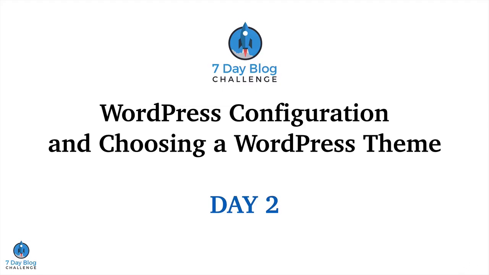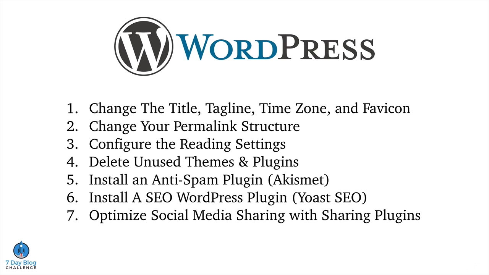7-day blog challenge. Day 2, we're going to be looking at WordPress configuration and choosing a WordPress theme for our blog. And this is going to consist of changing our title, tagline, time zone, favicon image, adding a permalink structure, configuring the reading settings of our website, deleting any unused themes or plugins that might be slowing down the site, and also installing an anti-spam plugin, an SEO WordPress plugin, and a tool for easy social sharing that'll all be set up on our website. It looks like a lot, but it's going to be fun and easy to set up, so let's get started.